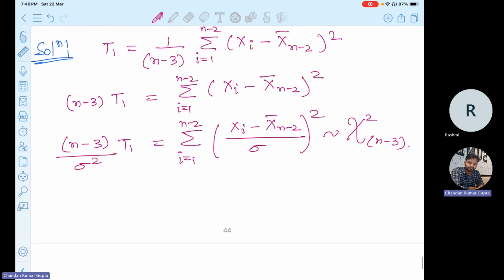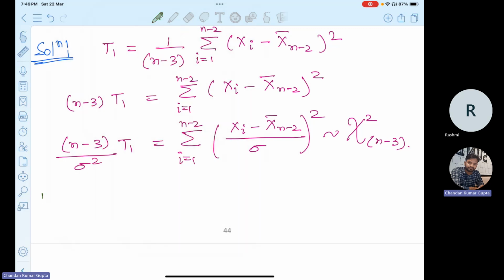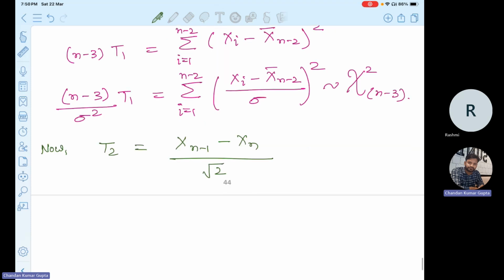Again, we have T1. Now on T2, we have defined T2 as x n minus 1 minus xn divided by root 2. So from here, root 2 times T2 is actually xn minus 1 minus xn.